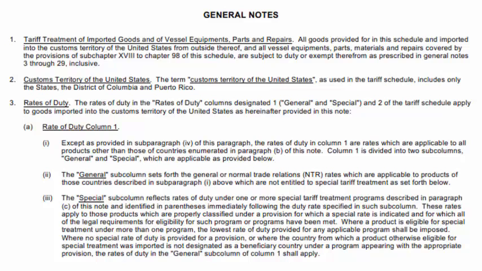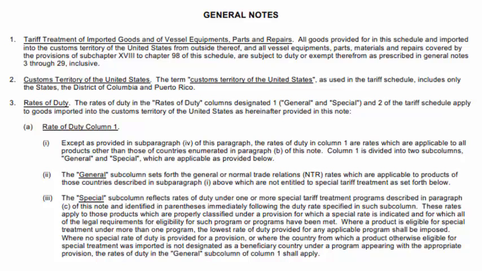We saw this briefly in our first introduction to the HTSUS, rates of duty column 1, with a general and specific subcolumn. Let's go to 3A2. The general subcolumn sets forth the general or normal trade relations, very important term, rates which are applicable to products of those countries described in subparagraph 1 above, which are not entitled to special tariff treatment as set forth below.